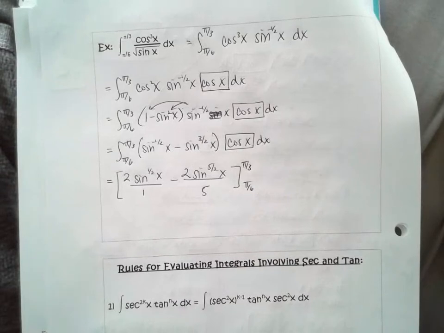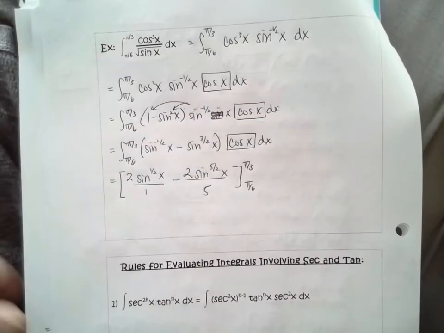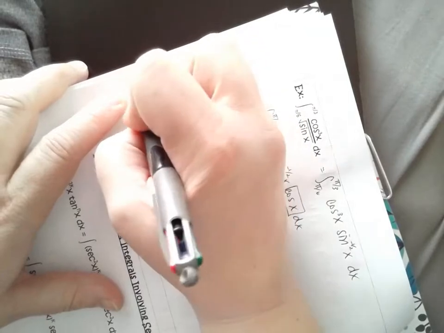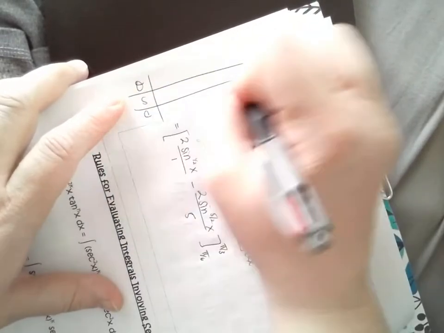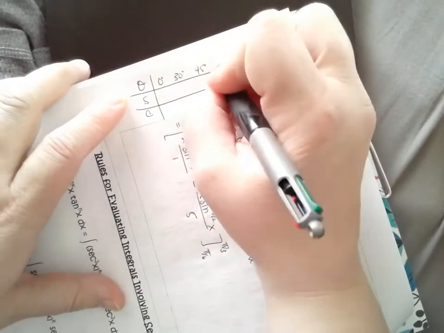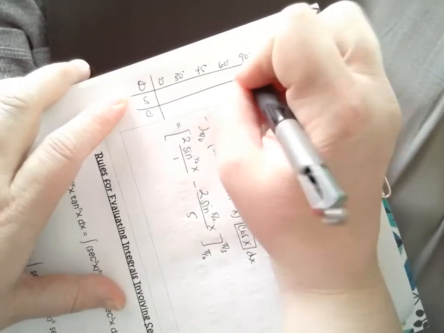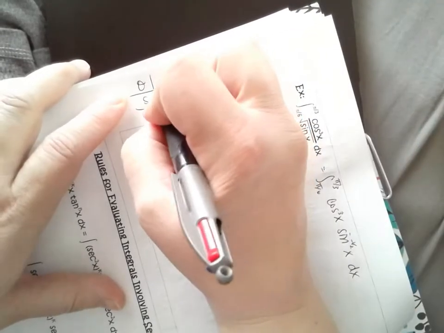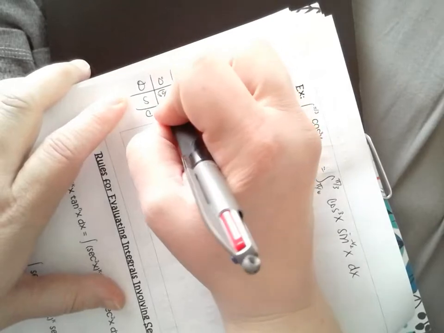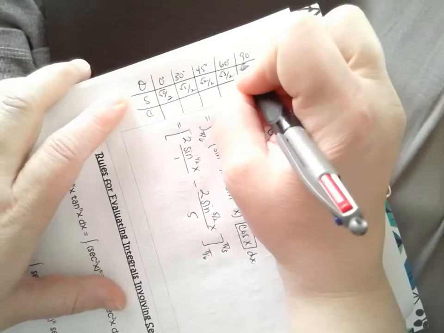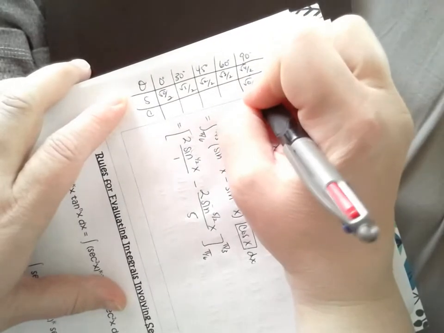For calculation purposes, pi over 3, well, I'm going to quickly make that chart. So theta, sine, cosine. My major angles are 0, 30, 45, 60, 90. The rule is square root of 0 over 2, square root of 1 over 2, square root of 2 over 2, square root of 3 over 2, square root of 4 over 2, and then cosine goes backwards.